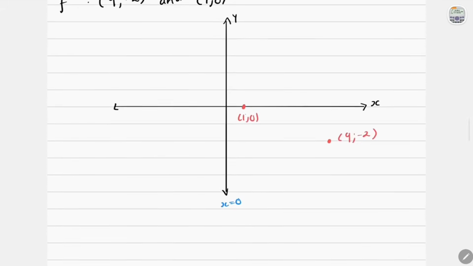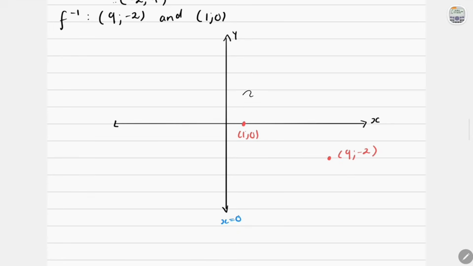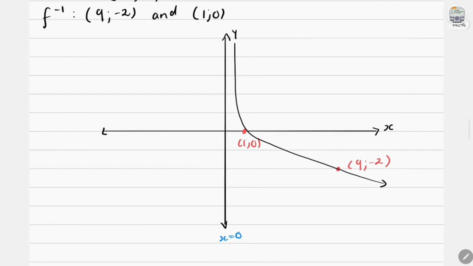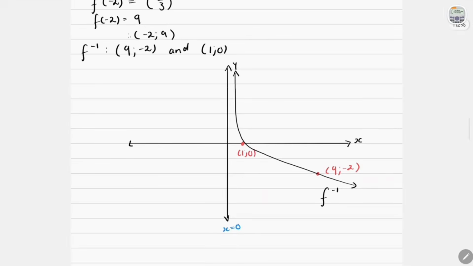And we can just go ahead and draw our graph. So connect it, goes down like that, and moves closer and closer to this y-axis. Okay, so something like that. And that is the inverse of the graph of f. And moving on to the next question.